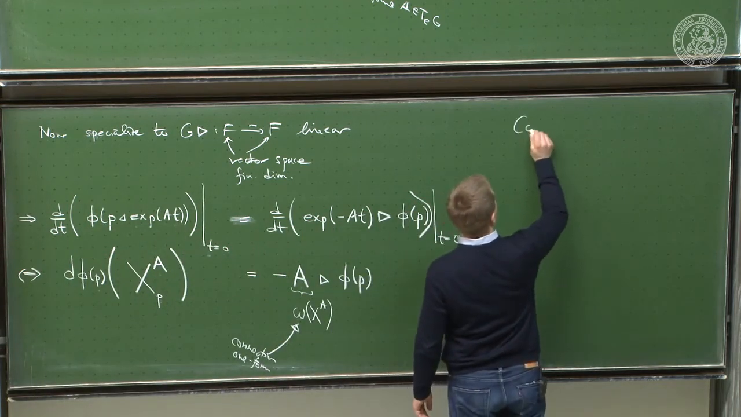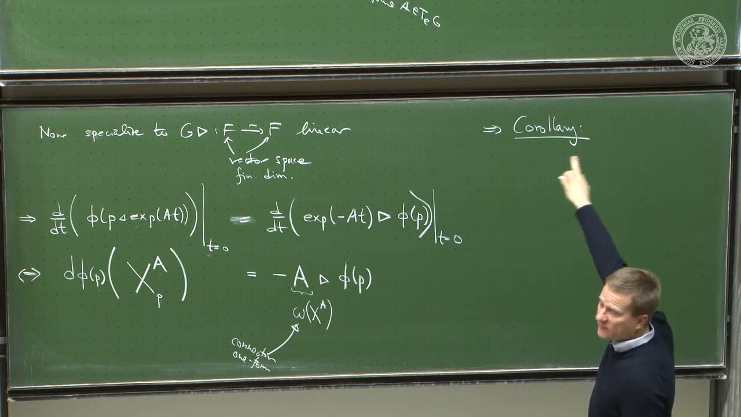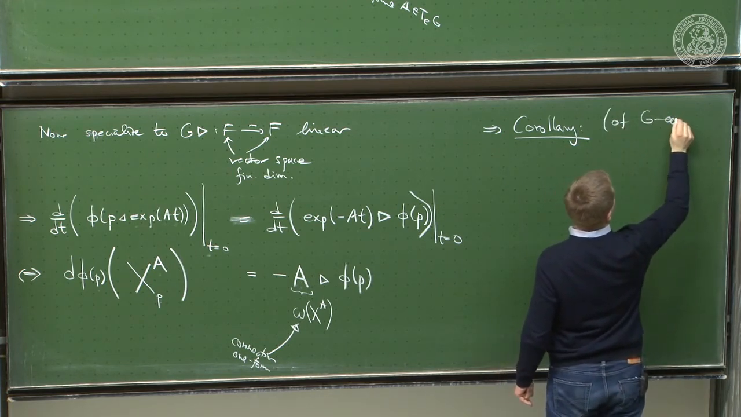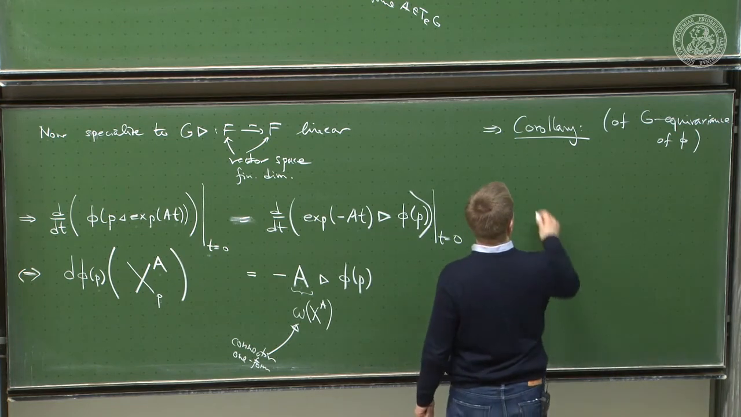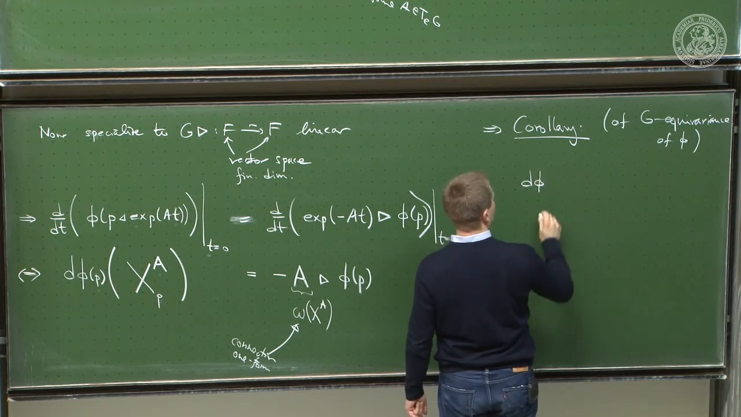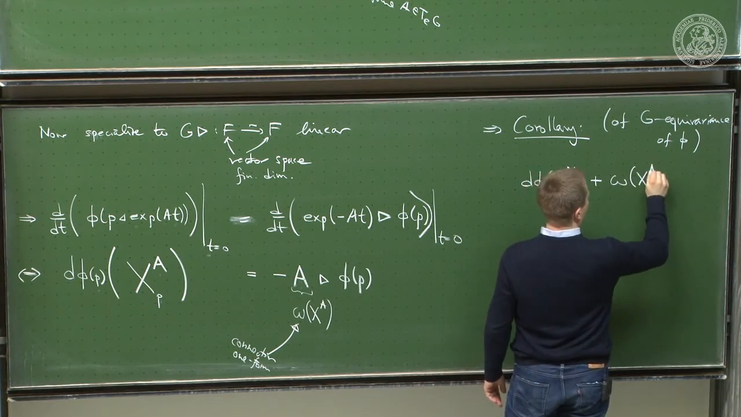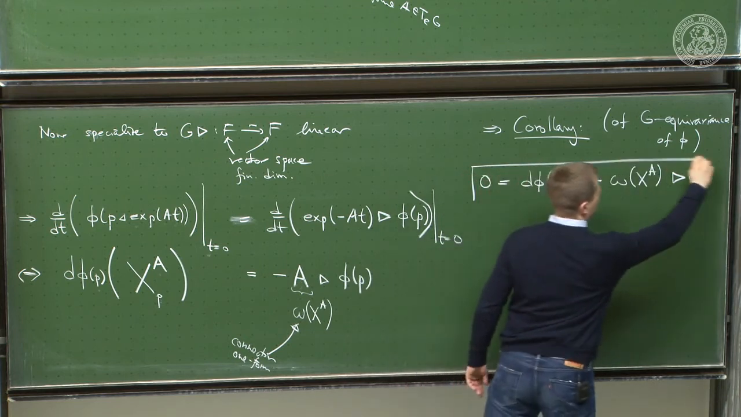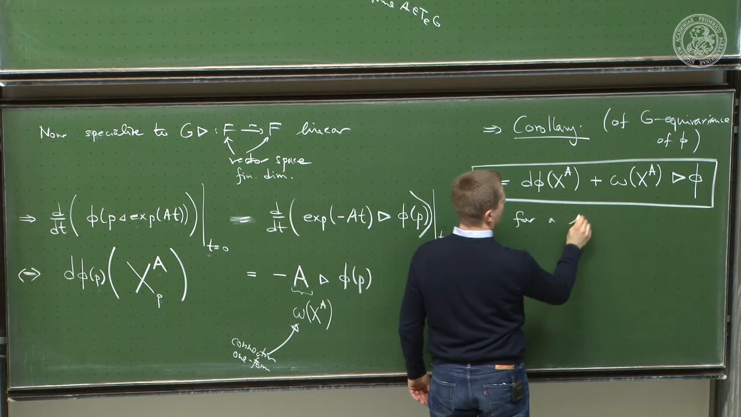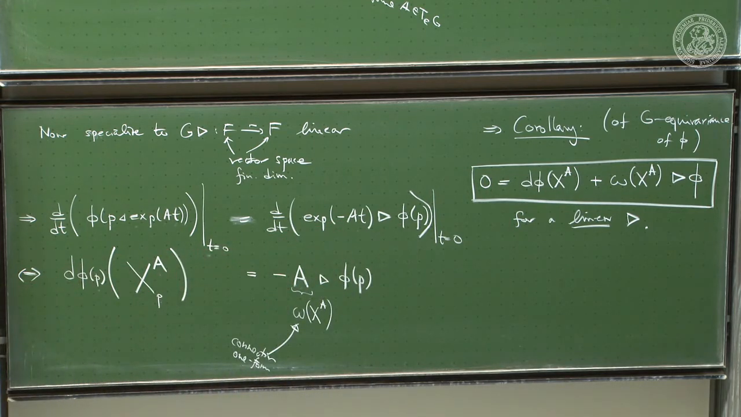And altogether, we get the corollary, and it's the corollary of the G equivariance of phi, is that d phi of a vertical vector field x up A plus, take this to the other side, omega of x up A acting from the left on phi is 0. For a linear left action. Okay? It's a little corollary which will come in very handy in a second.